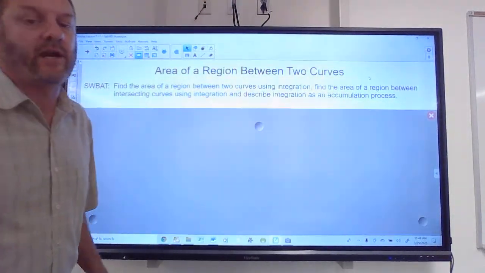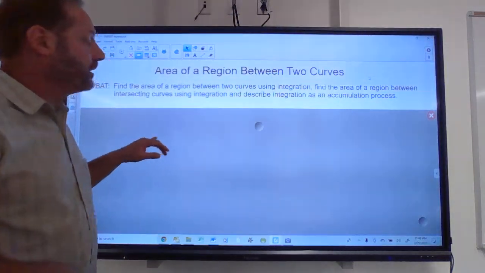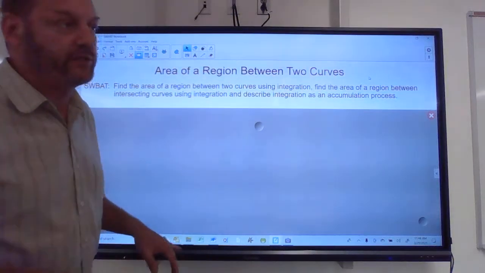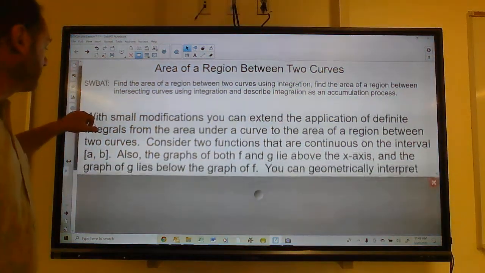Morning, everybody. Today we're going to talk about the area of a region between two curves. This is a topic that's almost guaranteed to be on the AP test, so make sure you pay close attention here today.